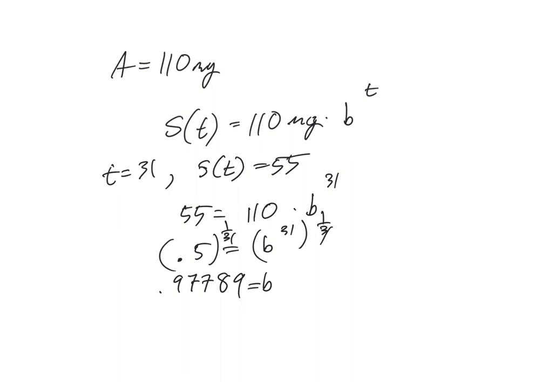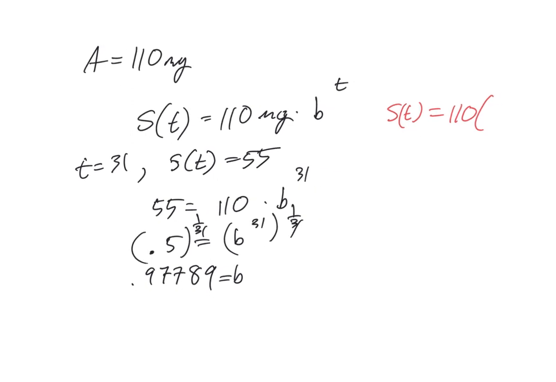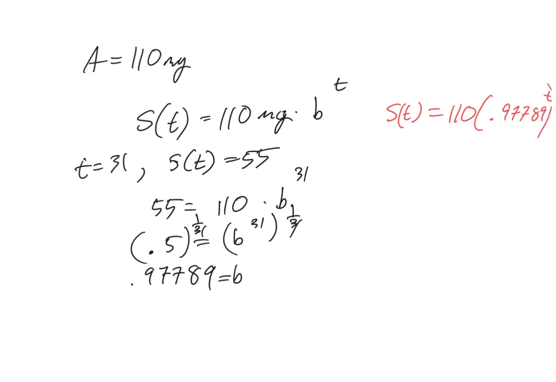I always get asked, how far should we round? When in doubt, don't. We're not in a science class where sig figs really matter. They do matter, but for what we're trying to do, they don't matter right now. So that's my B. So my actual original equation will be substance is equal to 110 times 0.97789 to the T power, where T is number of hours.